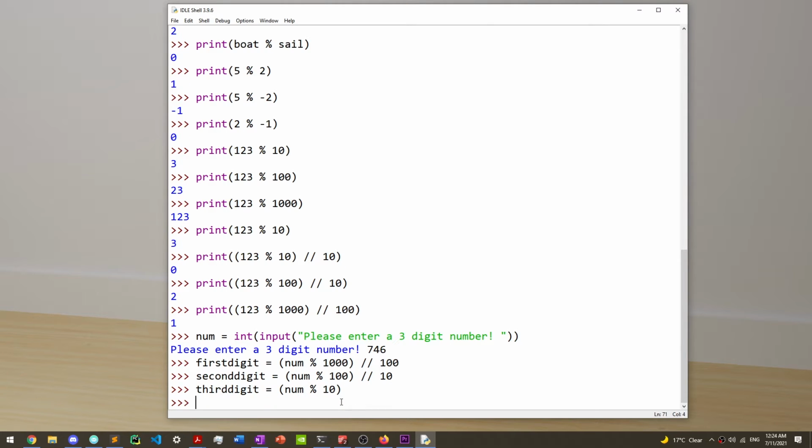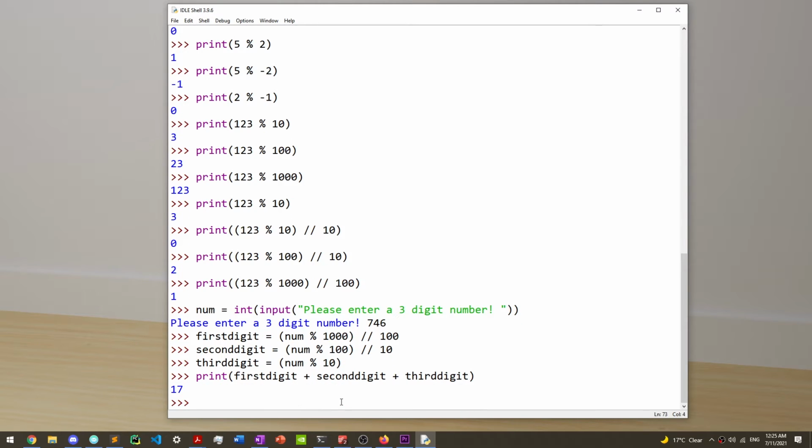And then finally, if I just wanted to find the sum of the digits, all I would have to do is say print first digit plus second digit plus third digit. And I get a sum of 17.